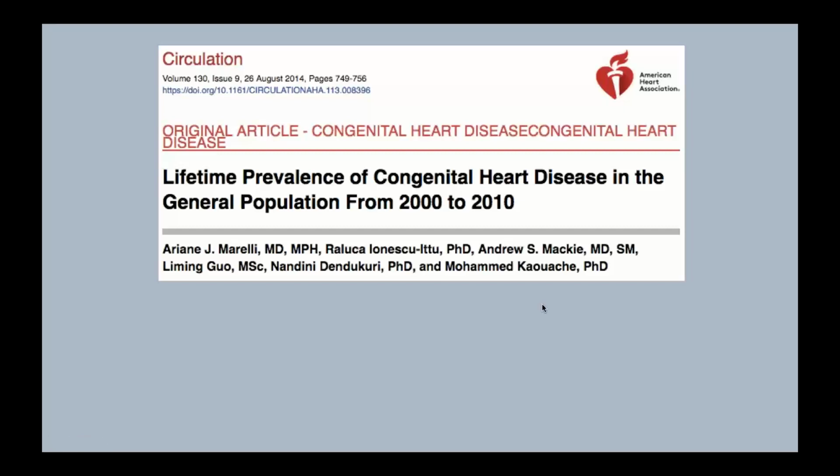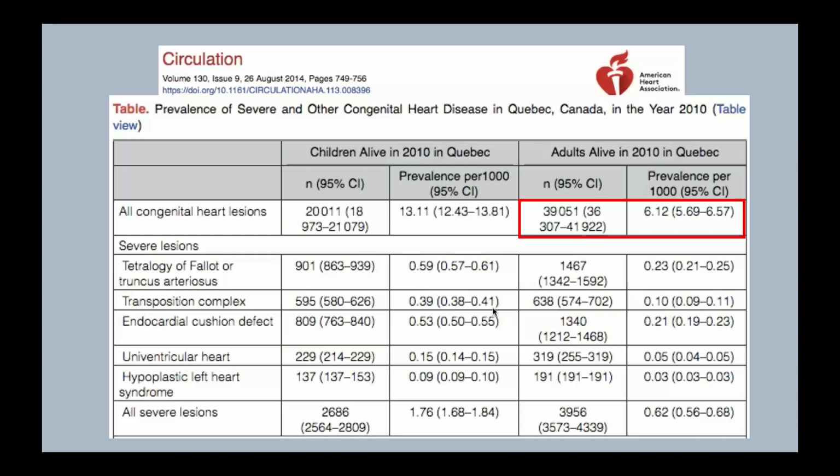Another study that came out in 2014 is by a group out of Quebec by Marelli et al. And this was looking at the lifetime prevalence of congenital heart disease in the early 2000s using a registry that is a 28-year registry in Quebec City in Canada that tracks everybody with congenital heart disease, which many of you are probably more familiar with than I am. And what they found was that the prevalence for adults living in 2010 in Quebec was about 6 per thousand for all congenital heart disease lesions. Their study also broke it down by severe lesions and non-severe lesions, and obviously you can see that with severe lesions, the prevalence rates are on an order of 10-fold lower in terms of survival into adult age.